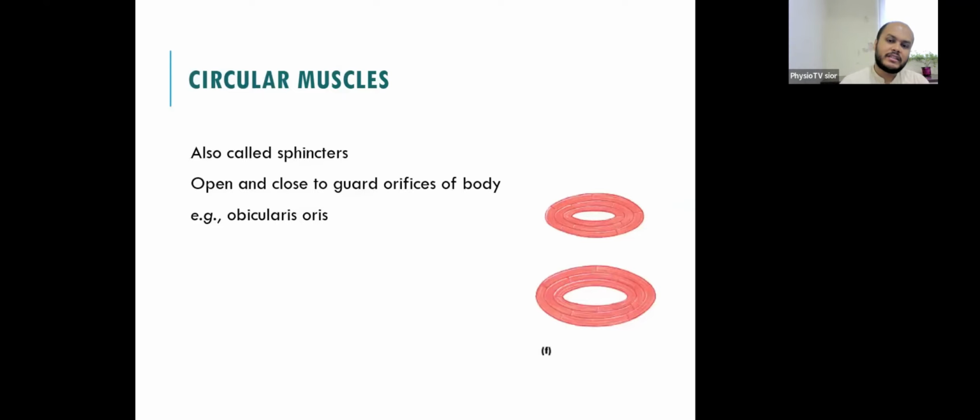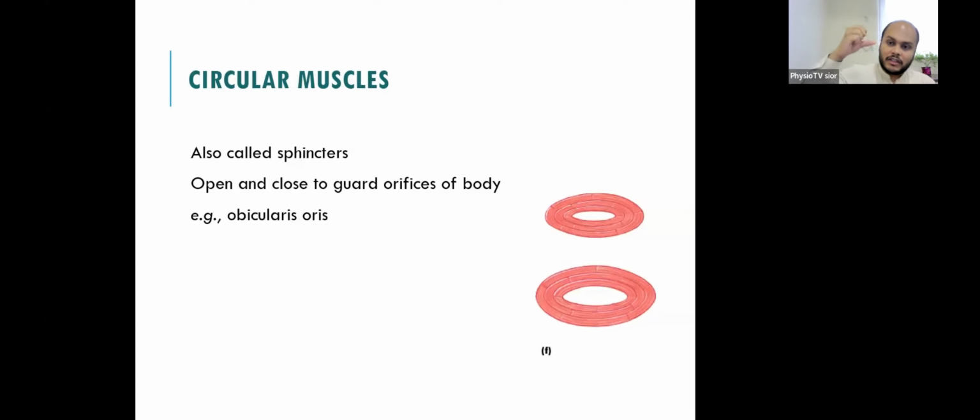The next is the circular muscle. This muscle runs around a particular organ. The best example is the orbicularis oris. Both the orbicularis oculi and the orbicularis oris act as sphincters, and they guard these openings. These muscles have an enclosure around them, and they are the ones protecting it.